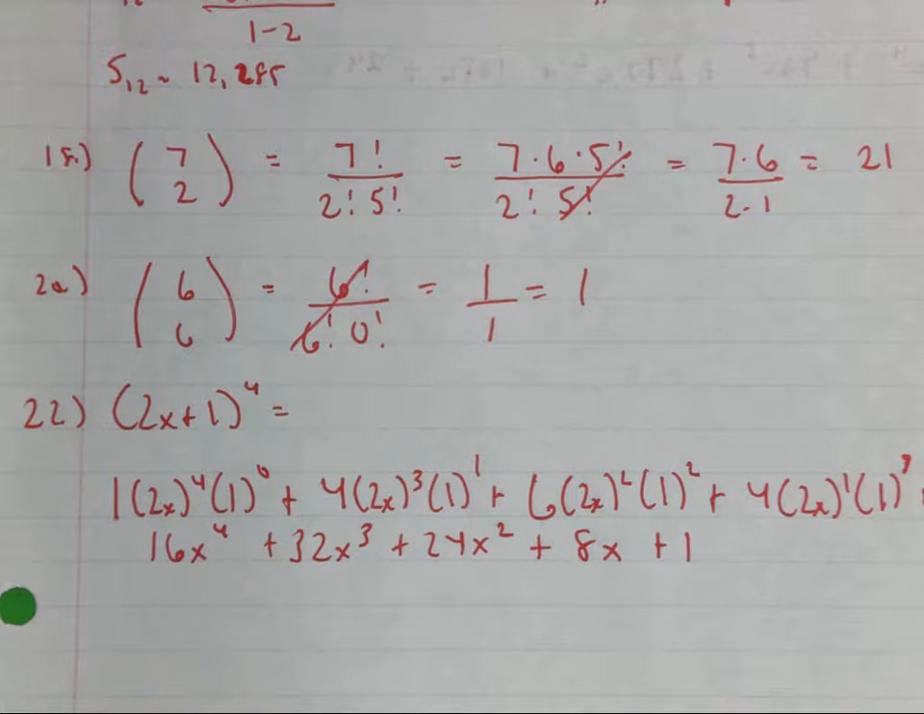Number 20, I'm going to put 6 factorial here. 6 factorial in the denominator. Subtract, and that's going to be 0. Those cancel out. When those cancel out on top, you're left with a 1. What is 0 factorial equal to? 1. 1 divided by 1 is 1.